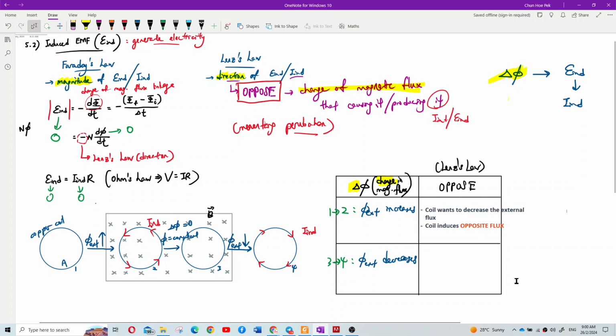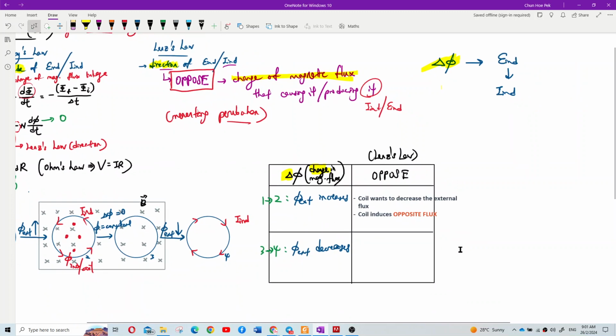Understand? So macam ini, kalau flux yang meningkat itu adalah ke dalam, opposite flux means dia keluar lah. Opposite flux dia keluar dari kertas. Yang grey itu ialah flux external, tapi yang merah itu flux induced from the coil. Ada dua jenis flux di sini. Satu flux external, satu flux induced by the coil. So dia adalah opposite direction.